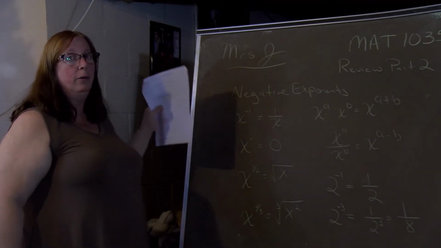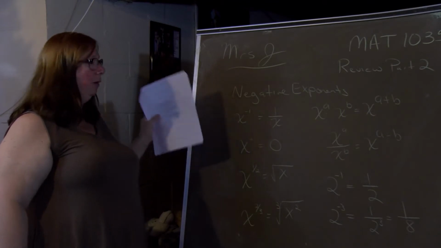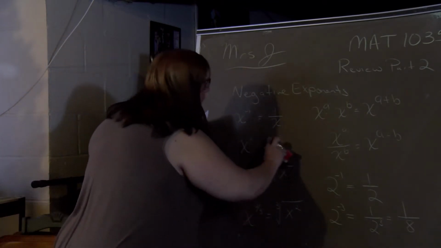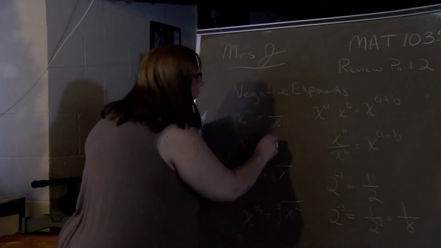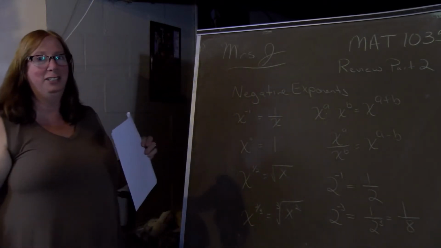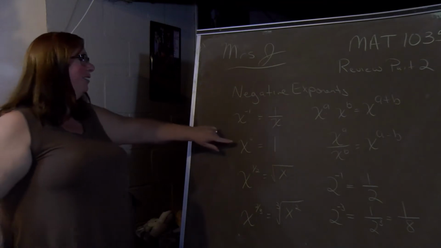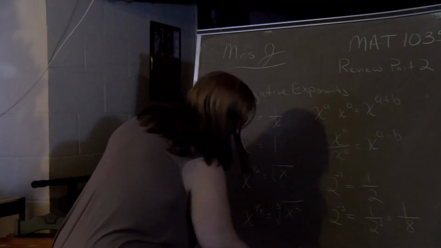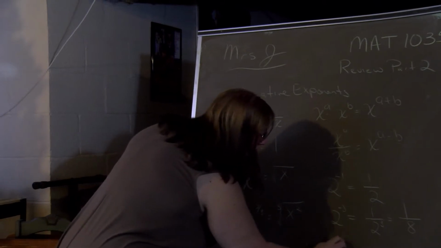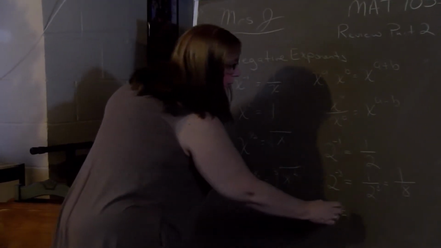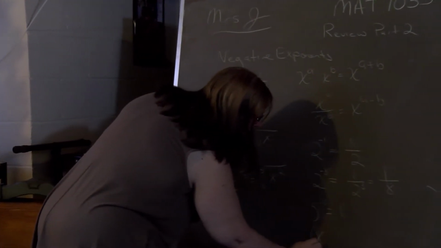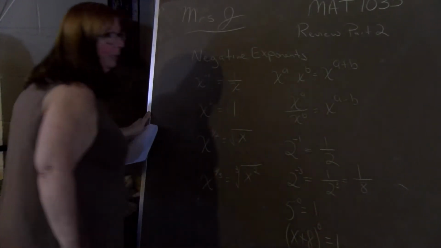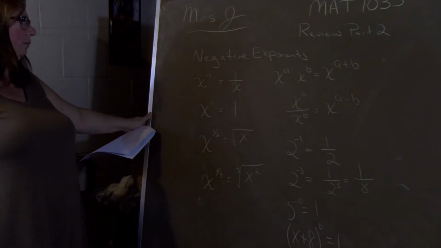X to the 0, anything to the 0 power is 1. So anything to the 0 power is 1. If we have 5 to the 0 power, it's 1. X plus 8 to the 0 power, it's 1. Anything to the 0 power is 1.